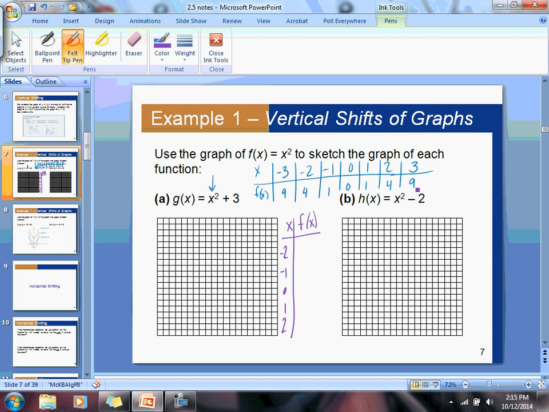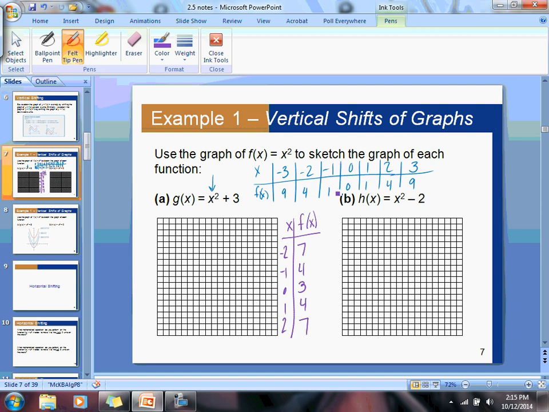If you go to your graphing calculator and you type in x squared plus 3, and you look at your table of values, you will have 7, 4, 3, 4, and 7 for the values from -2 to +2. And if we look at our original -2 value, it had a value of 4. Now my -2 has a value of 7.